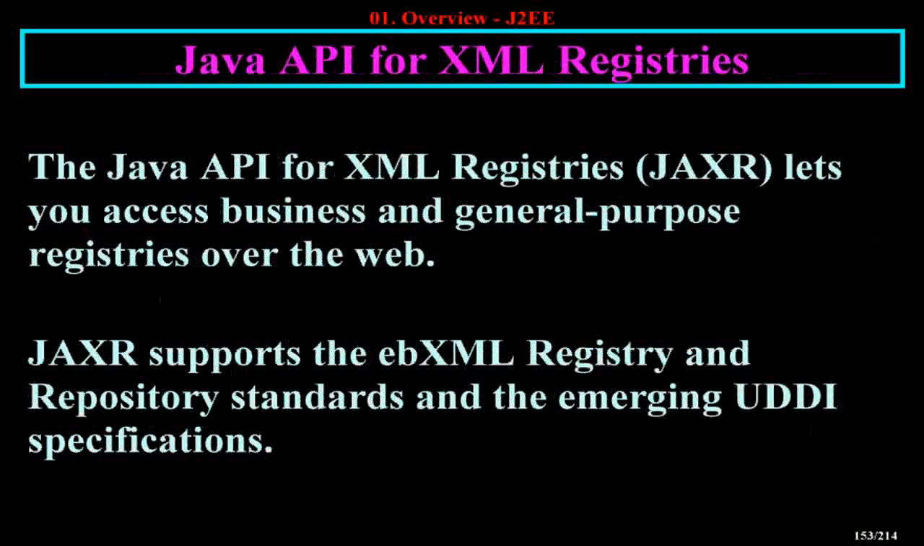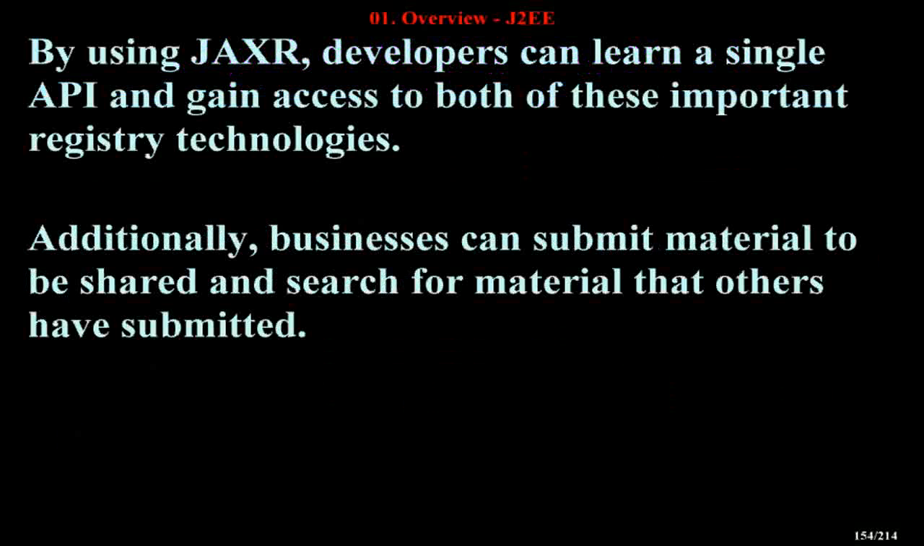Java API for XML Registries. The Java API for XML Registries JAXR lets you access business and general purpose registries over the web. JAXR supports the XML registry and repository standards and the emerging UDDI specifications. By using JAXR, developers can learn a single API and gain access to both of these important registry technologies. Additionally, businesses can submit material to be shared and search for material that others have submitted.